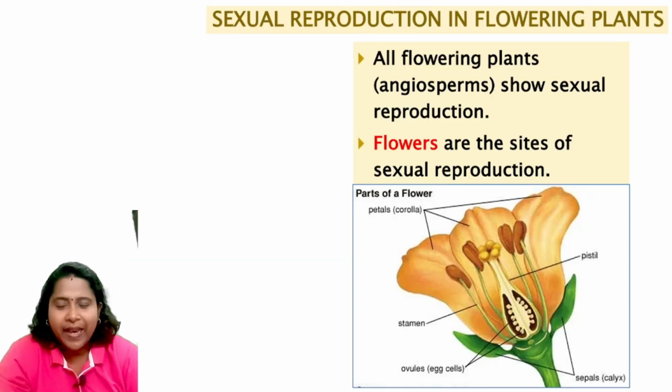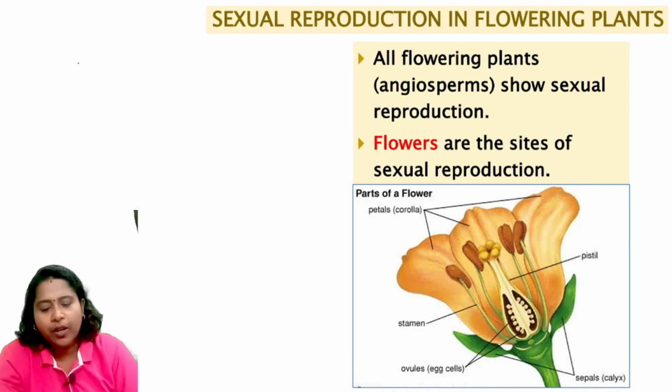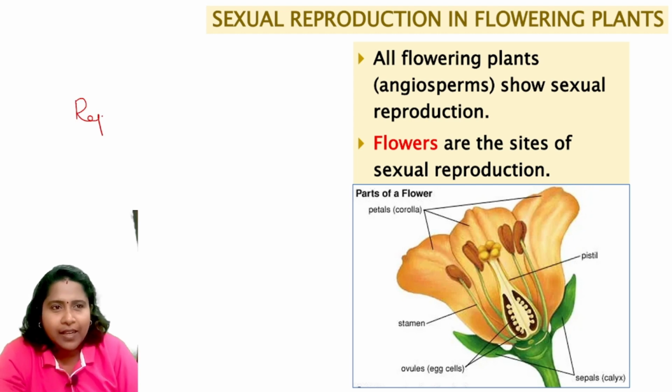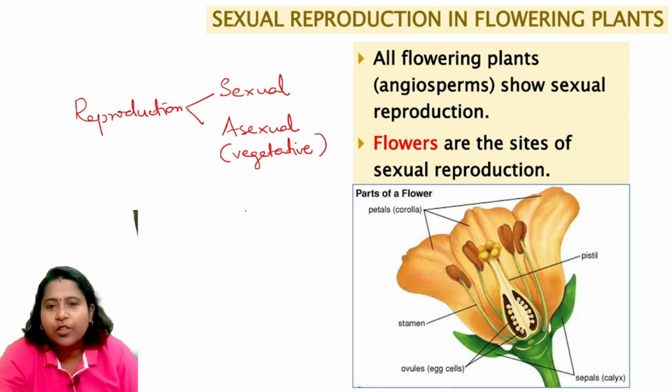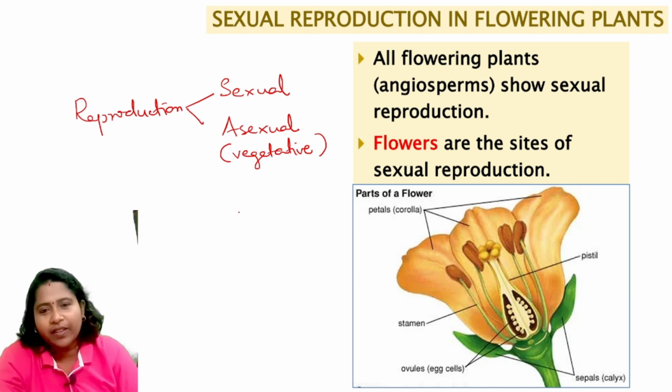In the case of plants, they will undergo both the sexual and asexual method of reproduction. So the reproduction in plants is of two types. What are the two methods of reproduction? That is the sexual reproductive method and asexual reproductive method. In the case of plants, the asexual method is also called vegetative reproductive method.